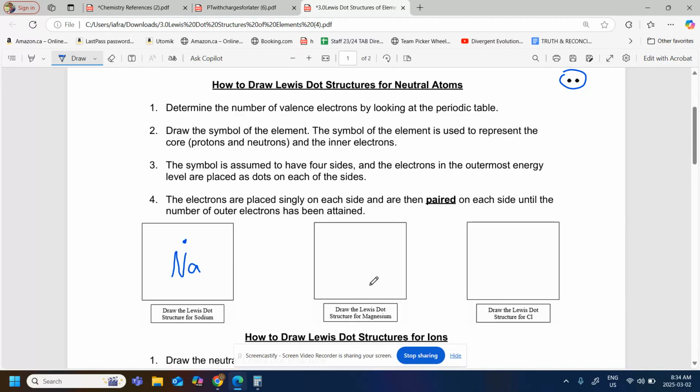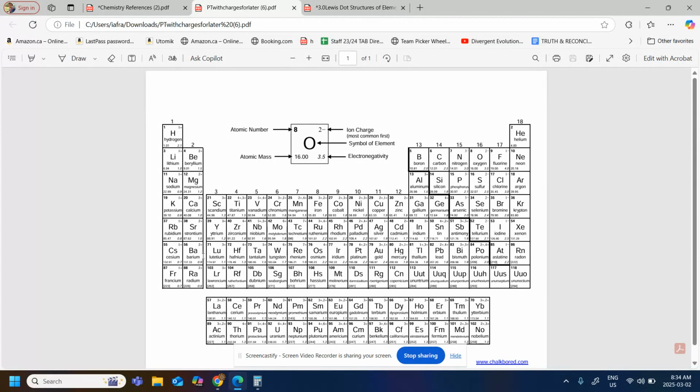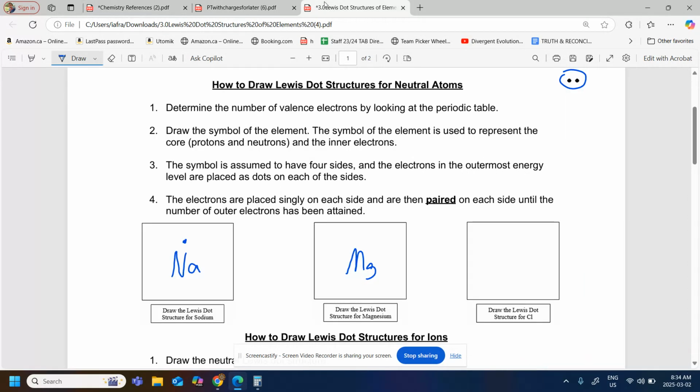If you want to draw the Lewis structure for magnesium, you could try it yourself. Pause the video. Try it yourself. Mg is the symbol. Magnesium is in group 2. There's 12 electrons, but there's 2 valence electrons. So you just have to put 2 dots around the magnesium. I usually place them singly first, then pair them after. And I go clockwise, so single, single, and then pair if I need to.